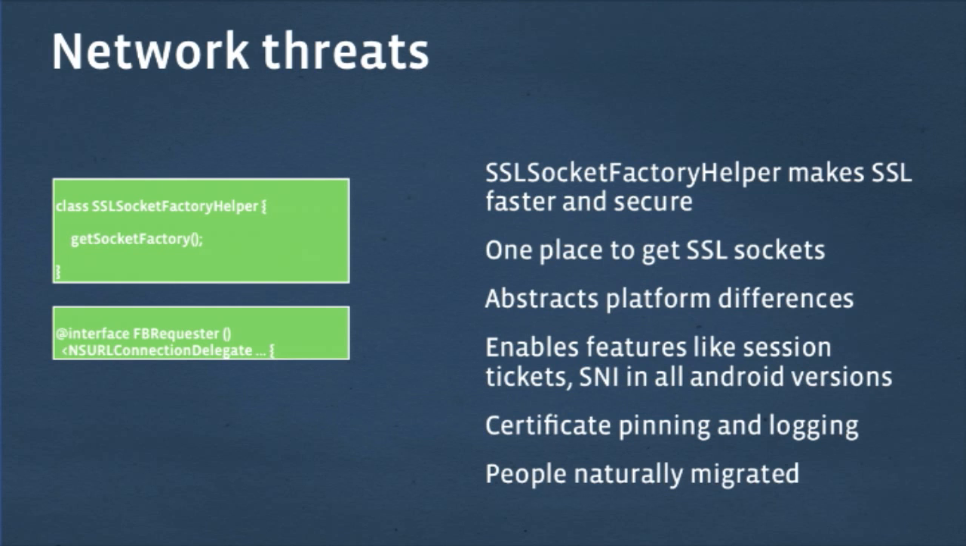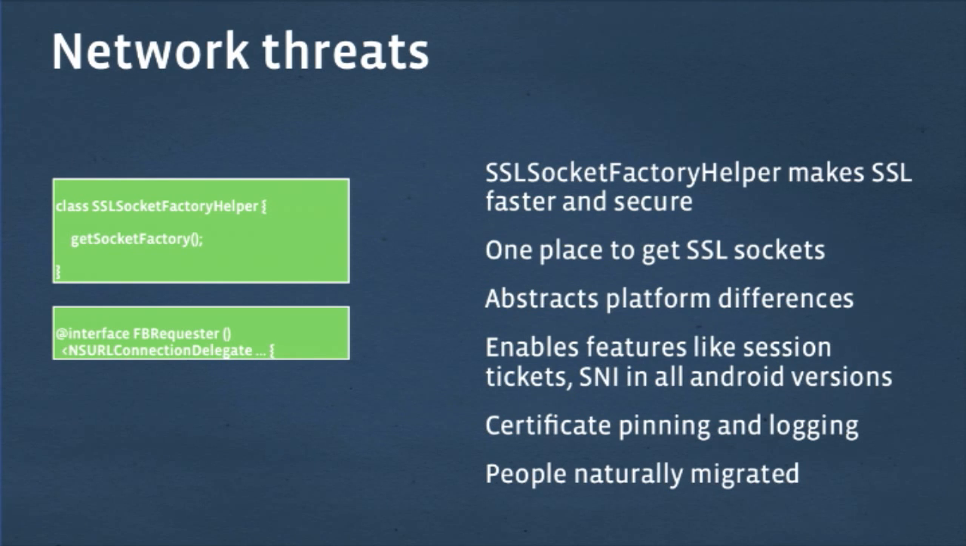What SSL Socket Factory Helper does is, in iOS we call it FB requester, which encapsulates all the details of SSL inside it. So it basically abstracts away all platform differences from the developers. So they don't have to worry about how to get performance from SSL. It works around platform bugs and enables features like session tickets, which enable resumption of SSL connections. So this makes SSL faster. If you have fewer round trips, then your SSL is faster. It also enables SNI for better certificate validation. It helps reduce the number of SSL certificate validation bugs in our production environments as well.